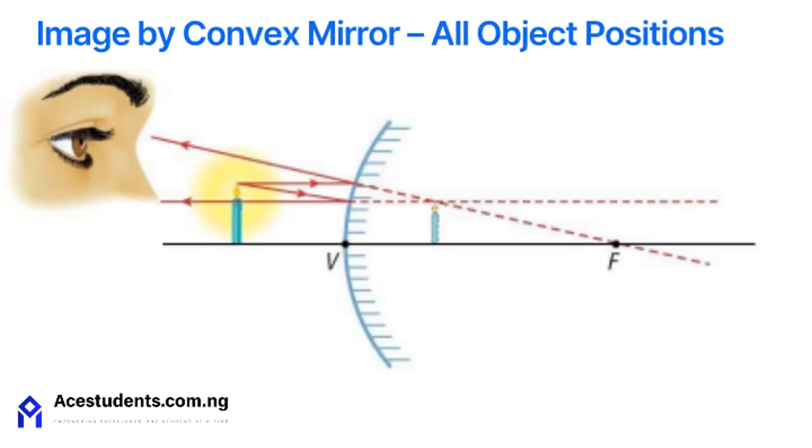Unlike concave mirrors, convex mirrors always form the same type of image. Regardless of the object's position, the image is always virtual, upright, and smaller. This image appears behind the mirror. Convex mirrors are widely used as rear-view mirrors because they give a wider field of view. Their predictable image formation makes them useful for safety and surveillance.